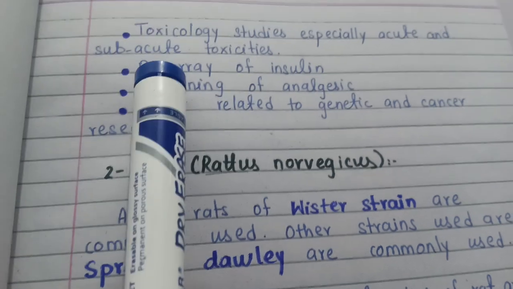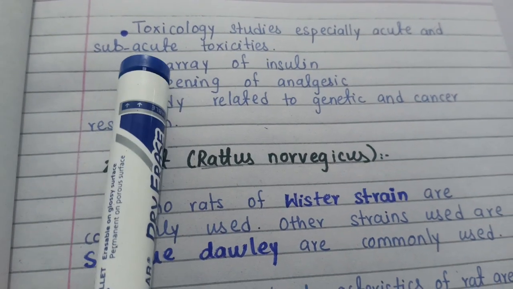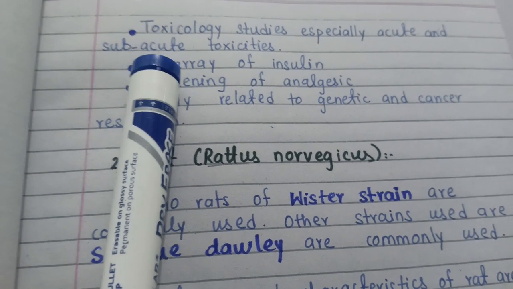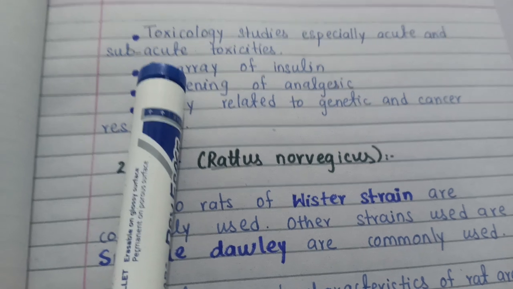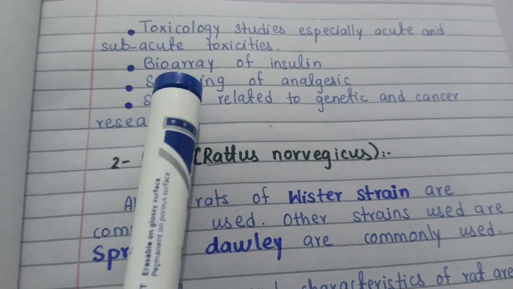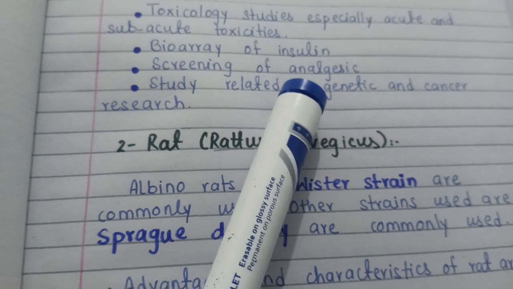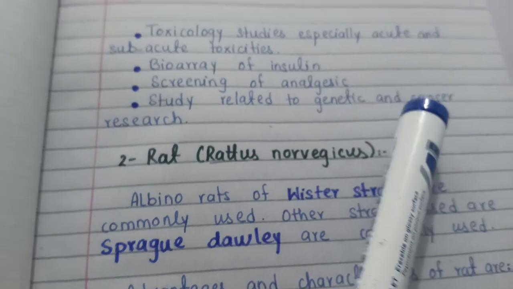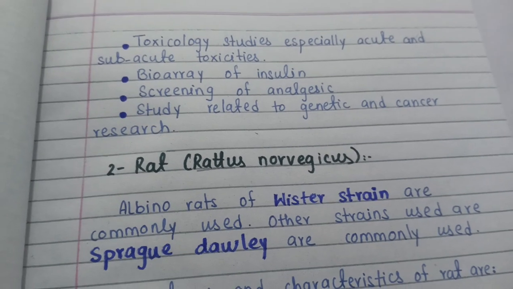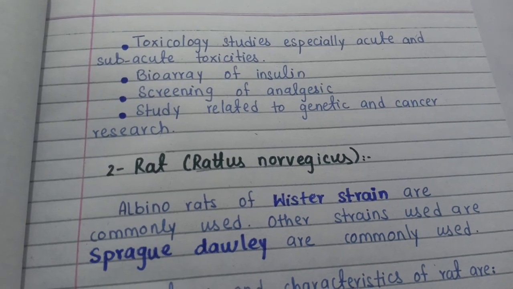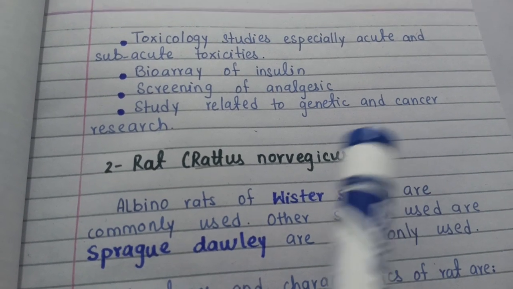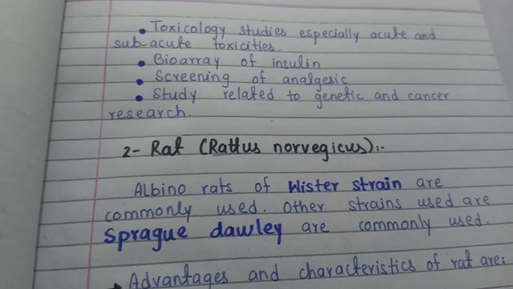Like we can find toxicology. We can study whether a drug has toxic effects or not. We can give such kind of drug to the mice. Second thing, we can perform a lot of experiments on the insulin. We can give analgesics to it. And cancer research, because they have genes related to the human being. That's why if you want to do cancer research, mice is the best option for it.